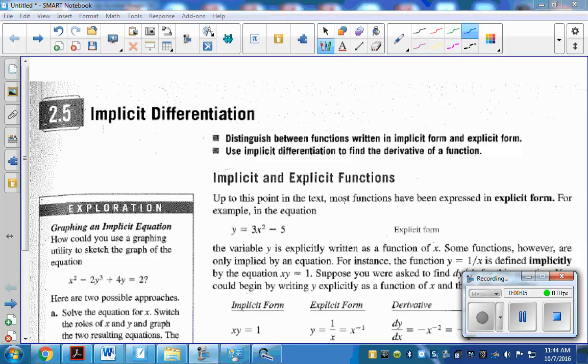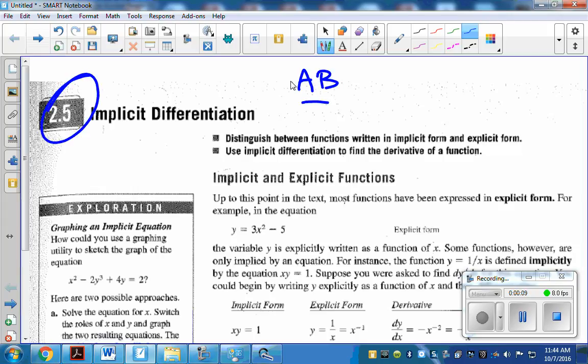This is Calc AB, and this is section 2.5, implicit differentiation. Remember, we want to test 2.5 and 2.6 on Friday, the 14th, the last day of the quarter. So what I want to do is start 2.5 on this video.